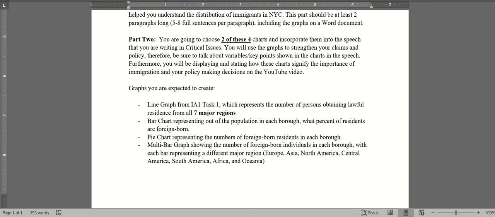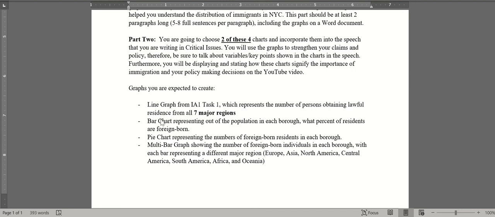So the 7 graphs that you're going to be looking at are, excuse me, this is 4 graphs, sorry. The 4 graphs are: one is the line graph from task 1. If you haven't created this, I suggest you go back and create that. This is one of the most important graphs from task 1, integrated assignment 1. Remember, this represents the numbers of persons obtaining lawful residence from 7 major regions. So go back and see how to do that.